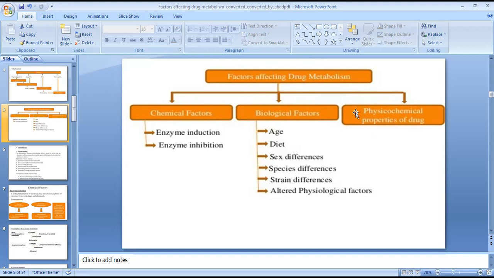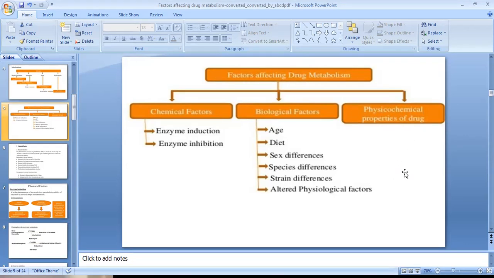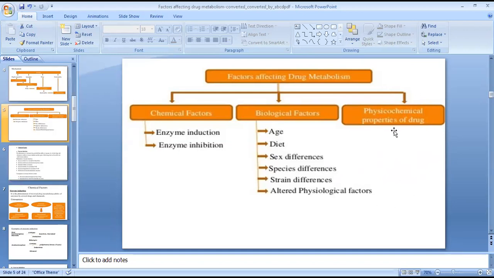This physicochemical properties of the drug we have discussed in detail in unit number 1.2. Here we discussed those factors: ionization, solubility, partition coefficient, hydrogen bonding, chelation, bioassociative parameters, and optical and geometrical isomerism of the drug molecule. All these physicochemical properties, no doubt, affect drug metabolism. This we have discussed already. Now we are going to discuss these two important factors, chemical factors and biological factors.